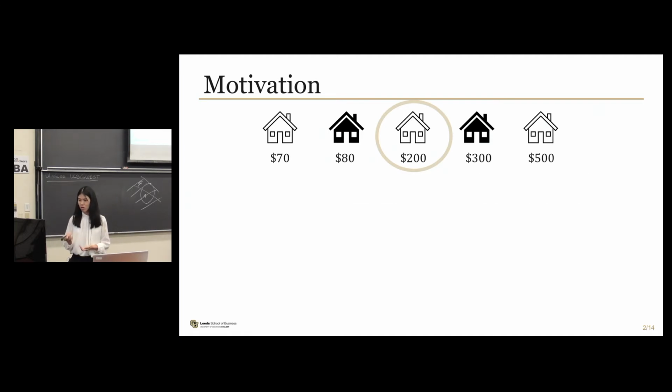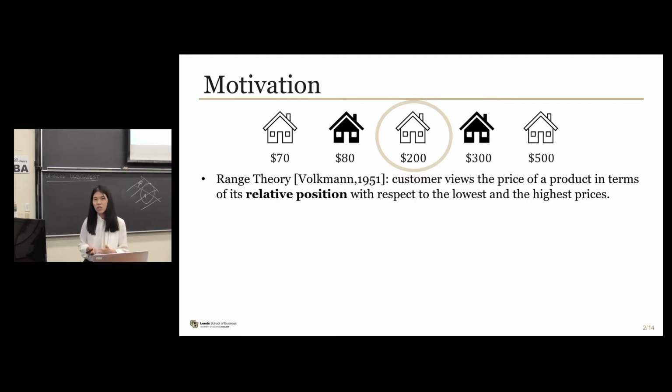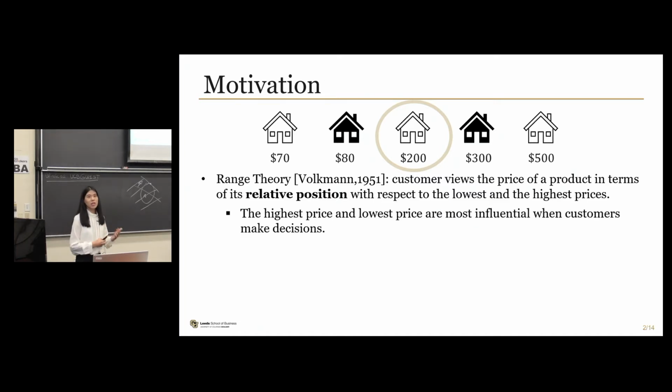And if we use such a model, then we need lots of data to train our model and to estimate the parameters. So here, Volkmann introduced the range theory. It says that customers view the price of a product in terms of its relative position with respect to the highest price and the lowest price. That means when the customers make their decisions, the highest price and the lowest price in the assortment are most influential. So in our project, we want to introduce the price range effect in the choice model, which is related to the highest price and the lowest price.